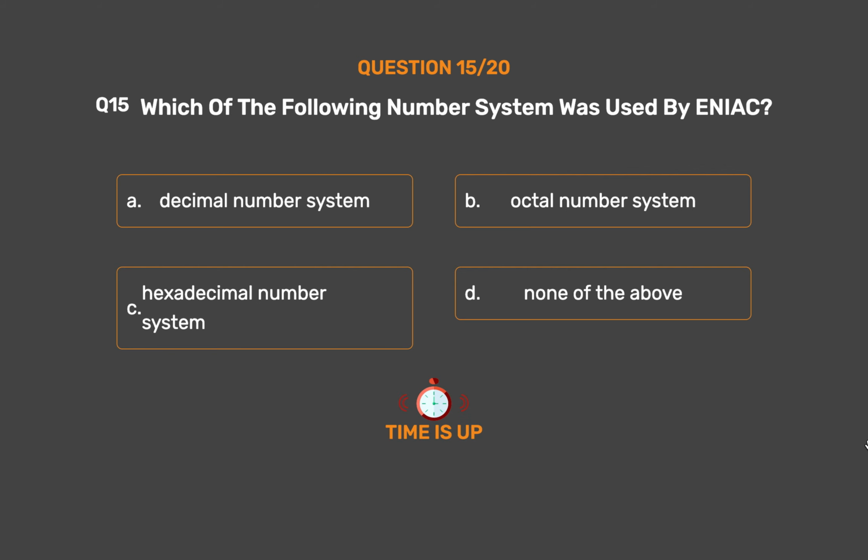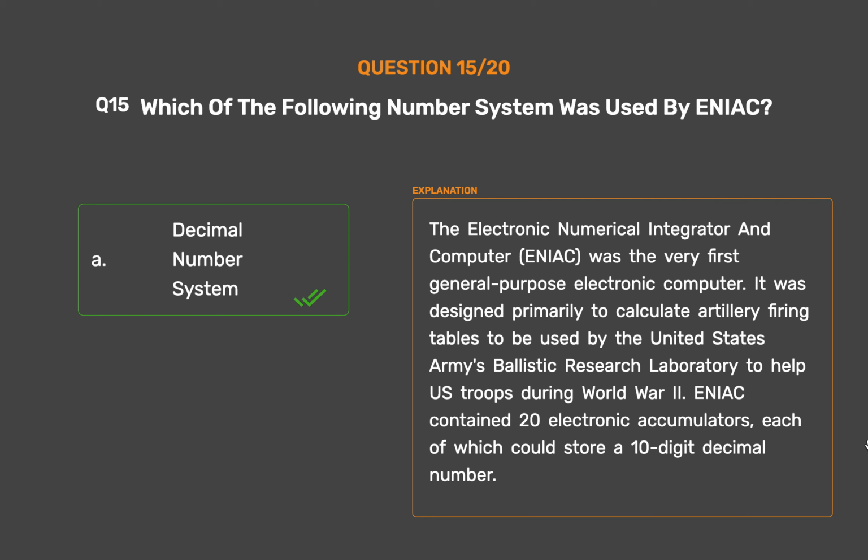The correct answer is option A, decimal number system. The Electronic Numerical Integrator and Computer, ENIAC, was the very first general-purpose electronic computer. It was designed primarily to calculate artillery firing tables to be used by the United States Army's Ballistic Research Laboratory to help U.S. troops during World War II. ENIAC contained 20 electronic accumulators, each of which could store a 10-digit decimal number.